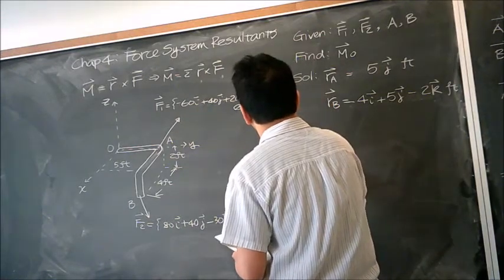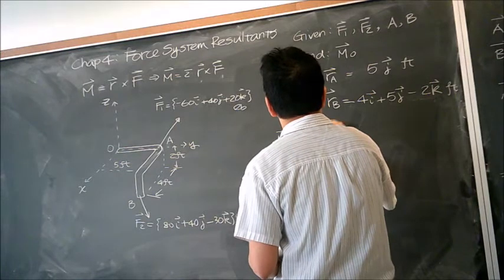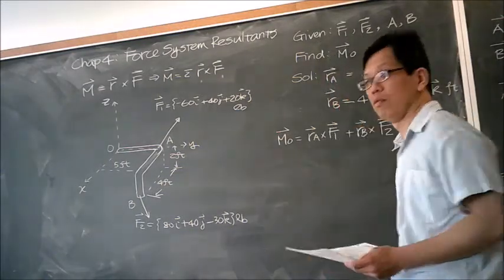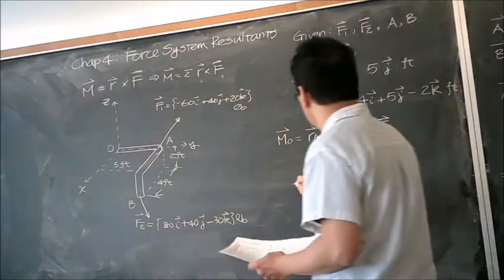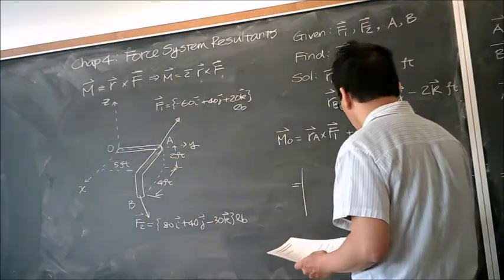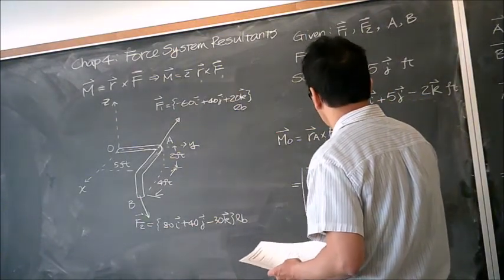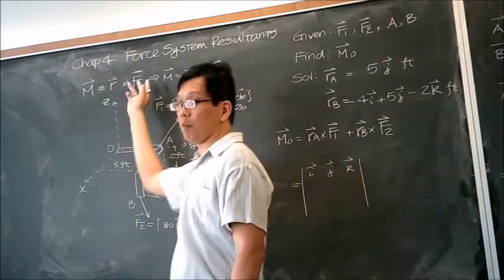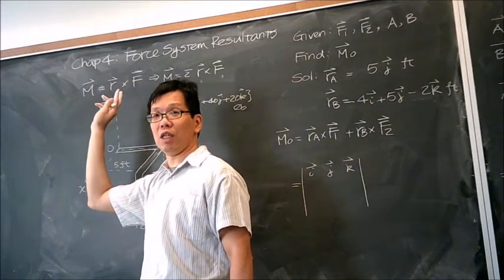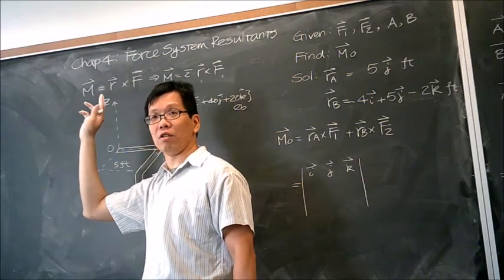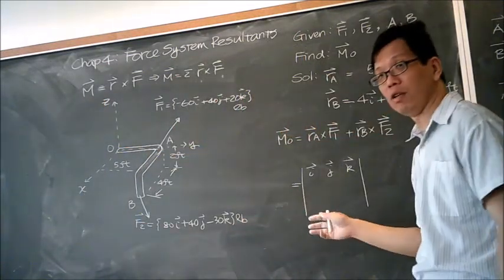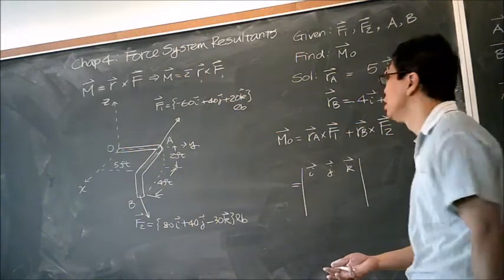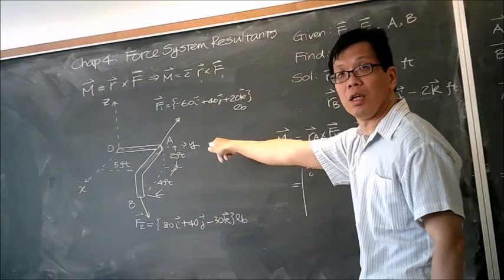Then MO is going to be RA cross product F1 plus RB cross product F2. So it's going to be 2 matrices that we need to deal with. The first row is always I, J, and K. Now, one of the mistakes you are going to make is to swap the position of R and F. If you do that, the magnitude is going to be correct, but it's going to have the opposite sign. It should be positive, but after calculation you're going to get a negative number. The numerical part is correct, but the sign is incorrect. So be sure you put R in front of F.